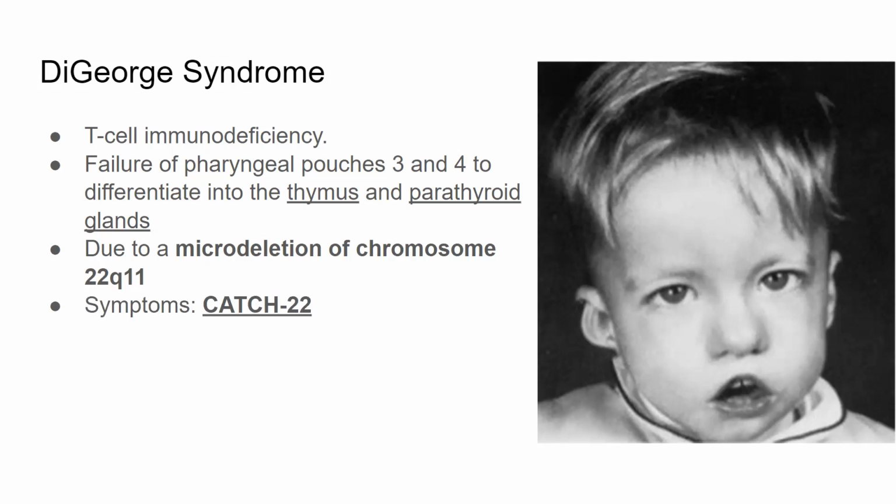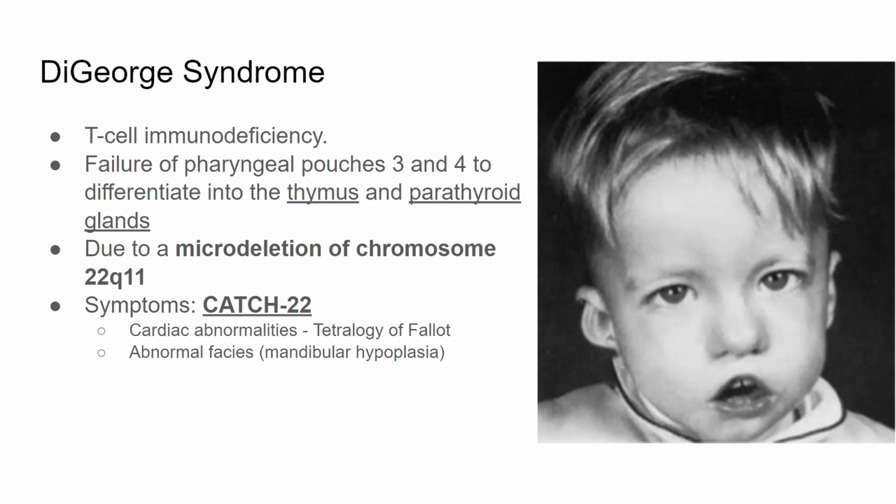So the symptoms, this is from First Aid, CATCH-22. C is cardiac abnormalities, and in cardio you're going to talk about a lot of different congenital abnormalities. One of them is tetralogy of Fallot, which is a big one with DiGeorge syndrome. You can also see abnormal face structure. So the big thing is mandibular hypoplasia. If you look at this kid's mandible, it's pretty small, right? He's got a kind of small retrognathic mandible there.